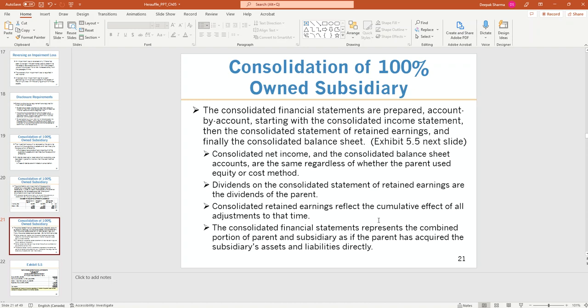Dividends on the consolidated statement of retained earnings are the dividends of the parent. If there are any dividends that were paid out from the subsidiary, that never gets reflected in the retained earnings statement. The retained earnings only show the retained earnings for the parent company. Consolidated earnings reflect the cumulative effect of all the adjustments to date, but the dividend amounts are only the dividends issued by the parent. The consolidated financial statement represents the combined portion of parent and subsidiary as if the parent had acquired the subsidiary's assets directly. Okay, so it's 100% consolidation.